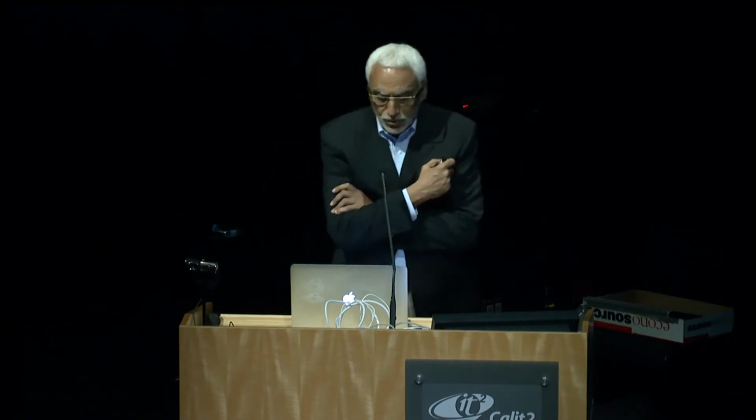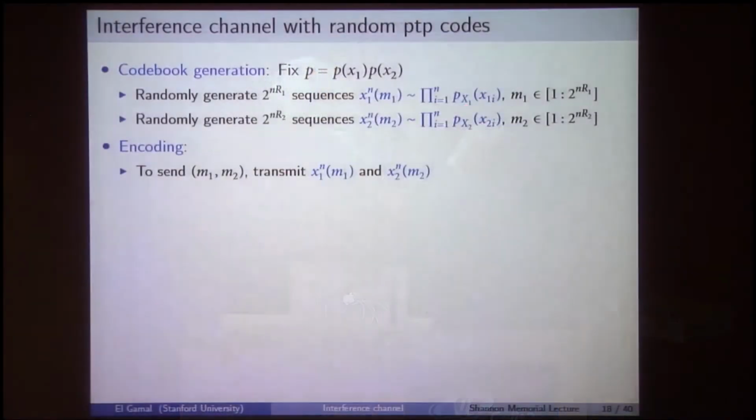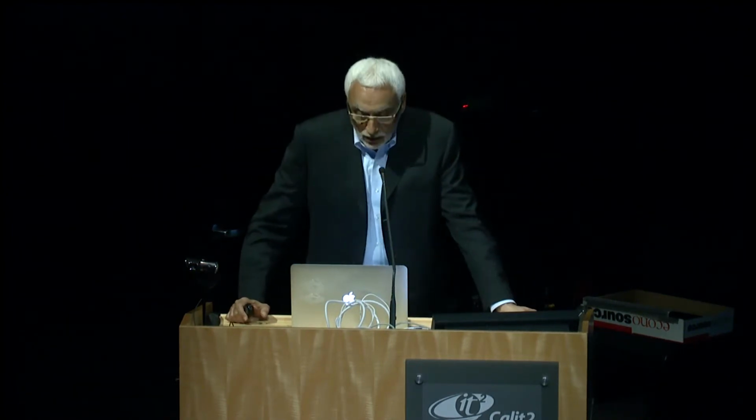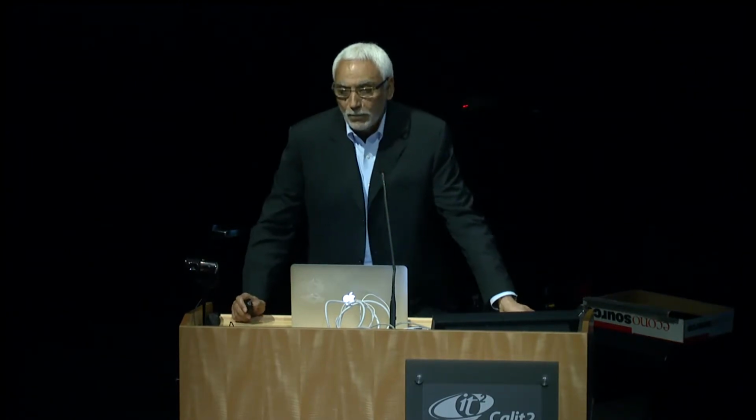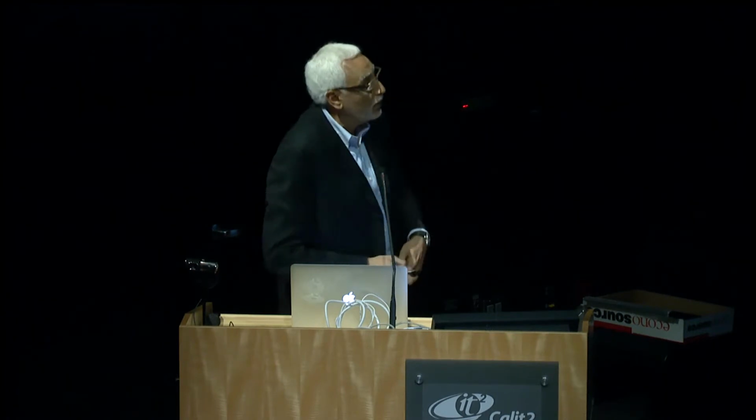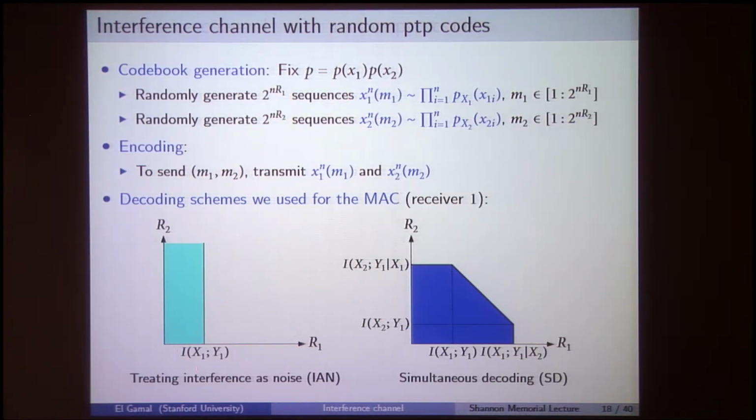Okay, so how do we use point-to-point codes over the interference channel? It's pretty simple. You fix p(x1), p(x2), as we did for the MAC, and you generate a random point-to-point code for each sender. And again, you transmit the corresponding code words when you want to send M1 and M2. So that's exactly the same as we did for the MAC. Now let's look at decoding. Okay, first let's try the decoding schemes that we used for the MAC. What did we use for the MAC? So now we have 2 receivers, so we are going to focus on receiver 1, and we can do the same thing for receiver 2. So for receiver 1, we can treat the interference from the other sender as noise, and we can achieve any point in this shaded region here. Anything less than I(X1;Y1) can be achieved.